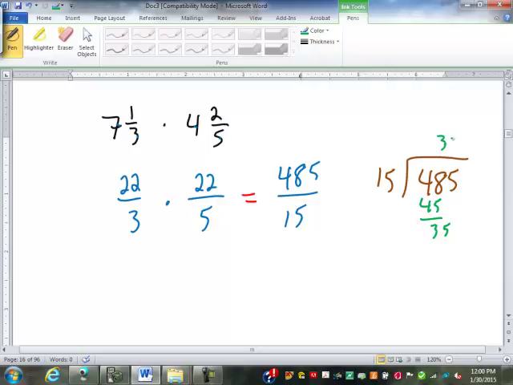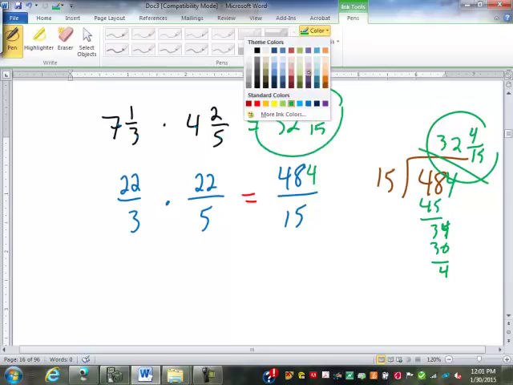15 goes into 35 twice. That's 30. I did that wrong again. That should be 34. Wow. Sorry, folks. 484, not 485. So yeah, it's 35. 15 goes into 34 twice. That's 30. There's 4 left over. So 32 and 4/15. Sorry about that. But anyway, we got to the right answer eventually.